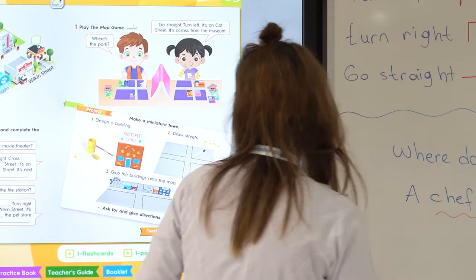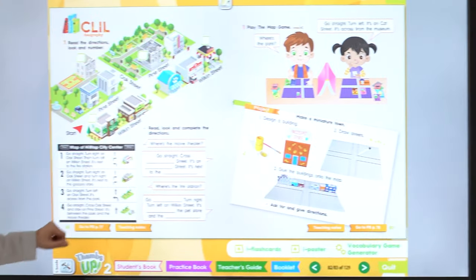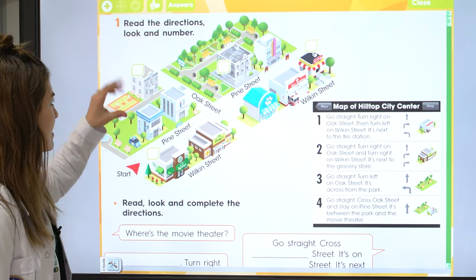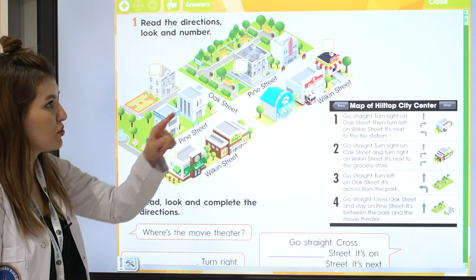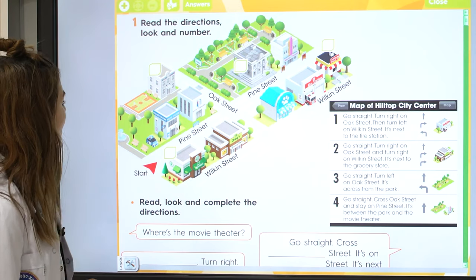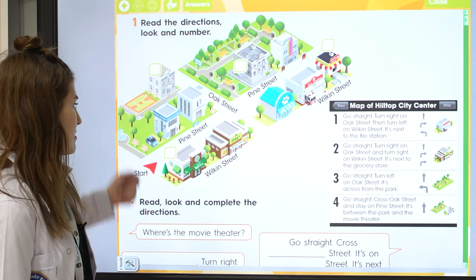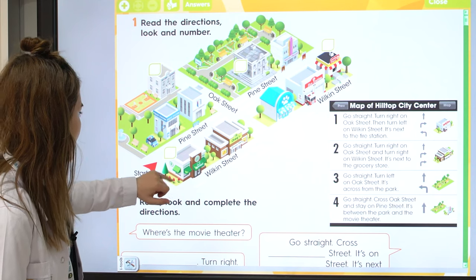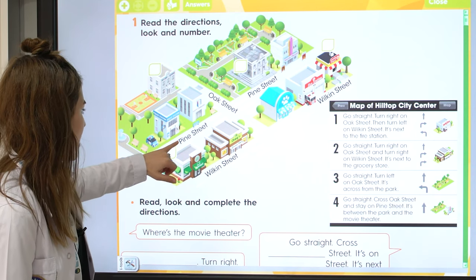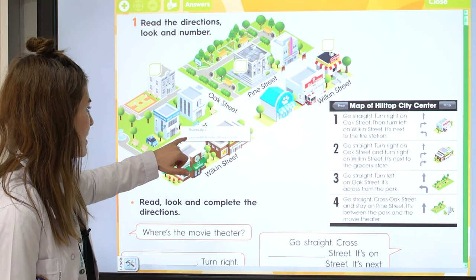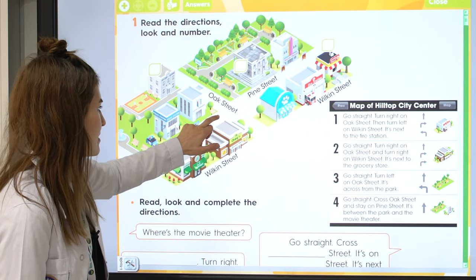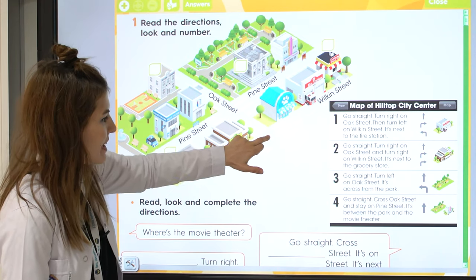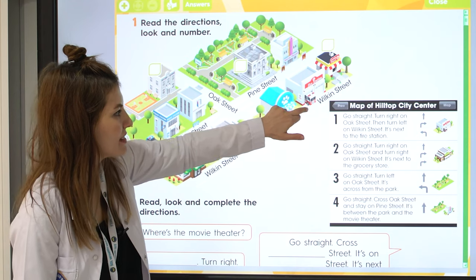Now, look at this map, page 82. There is a big street here. We will use these directions on this map. Let's think I am on Pine Street. And look at here. I am on Pine Street. I will go straight, then turn right, then turn left.